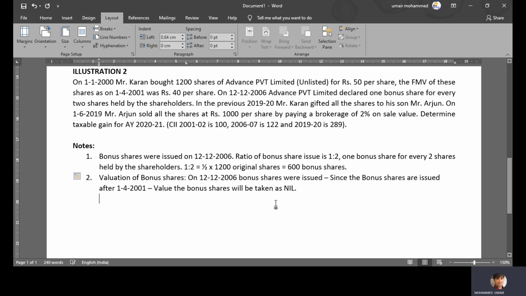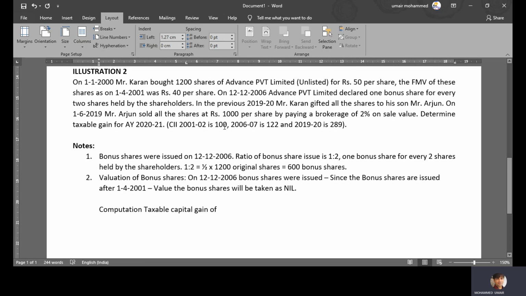Okay, so now let's do the computation part. Computation of capital gain, taxable capital gain of Mr. Karan. Is it Mr. Karan? So that's another point which you have to note down here. So let's read the question. On 1st January 2001, Mr. Karan bought 1,200 shares of Advance Private Limited for rupees 50. The fair market value of these shares as on 1st April 2001 was rupees 40. On 12 December 2006, the company has declared bonus shares in the proportion of 1:2. That is 1 share for every 2 shares held by the shareholders.